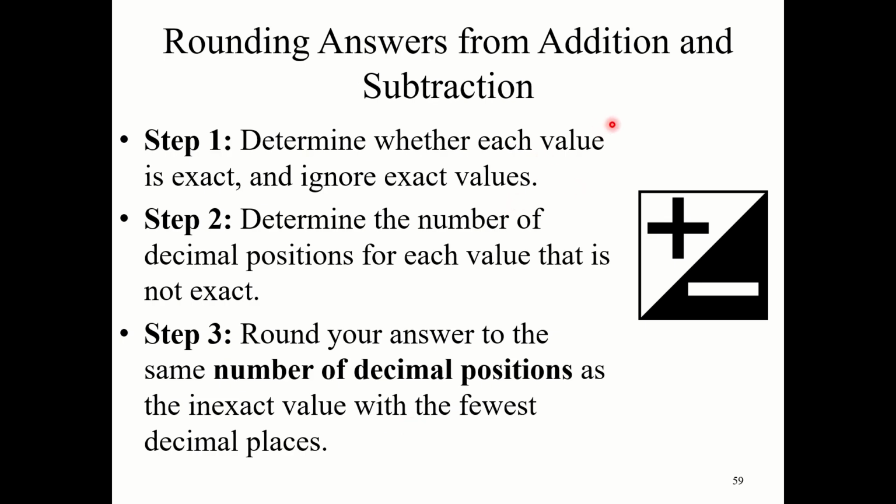Next, let's talk about rounding using sig figs with operations. So addition and subtraction and multiplication and division have slightly different rules. So with addition and subtraction, first you want to determine whether each value is exact and ignore exact values. We're going to treat exact values essentially like they have infinite sig figs. Next, you want to determine the number of decimal positions for each value that is not exact. Finally, round your answer to the same number of decimal positions as the inexact value with the fewest decimal places.